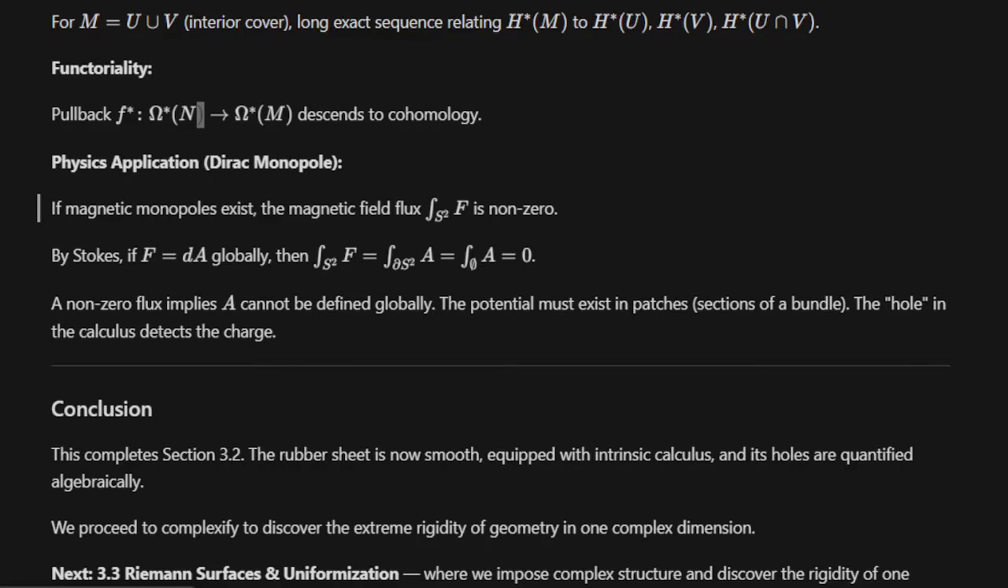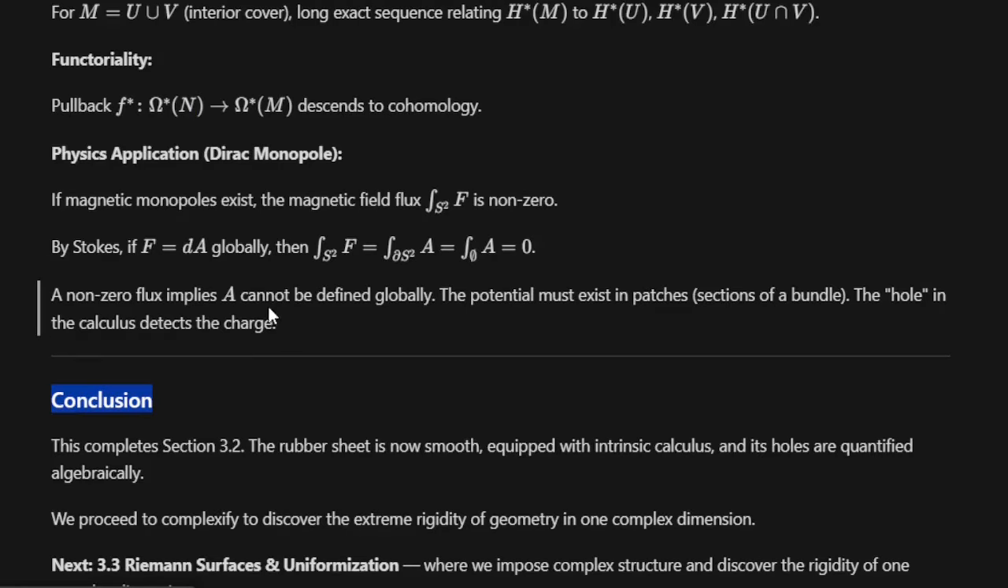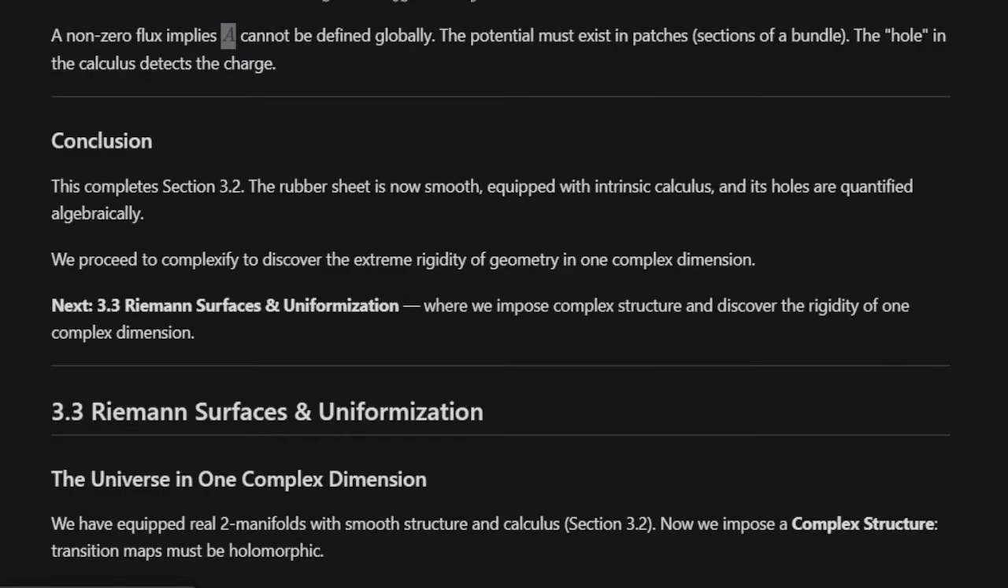That's kind of why that works, because a non-zero flux implies that the potential cannot be defined globally. There's no global potential. All right, so we can conclude here by just saying that we just placed calculus on a curved stage. We defined vectors as derivations, right?